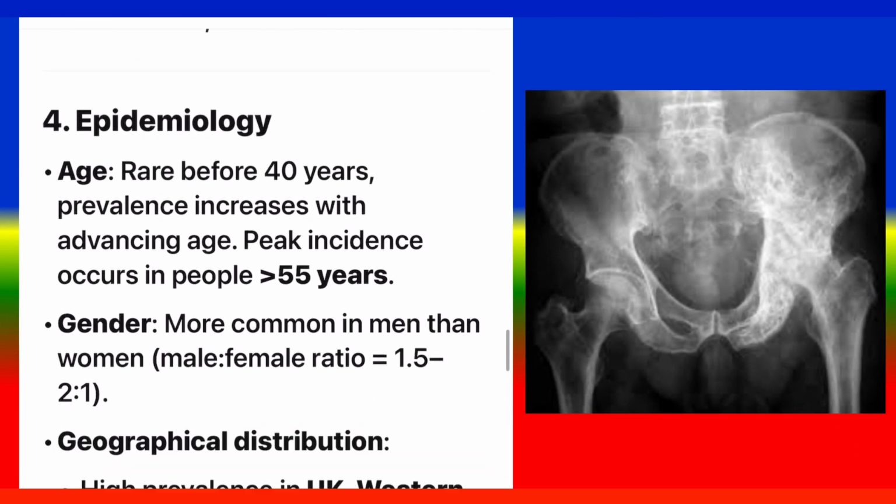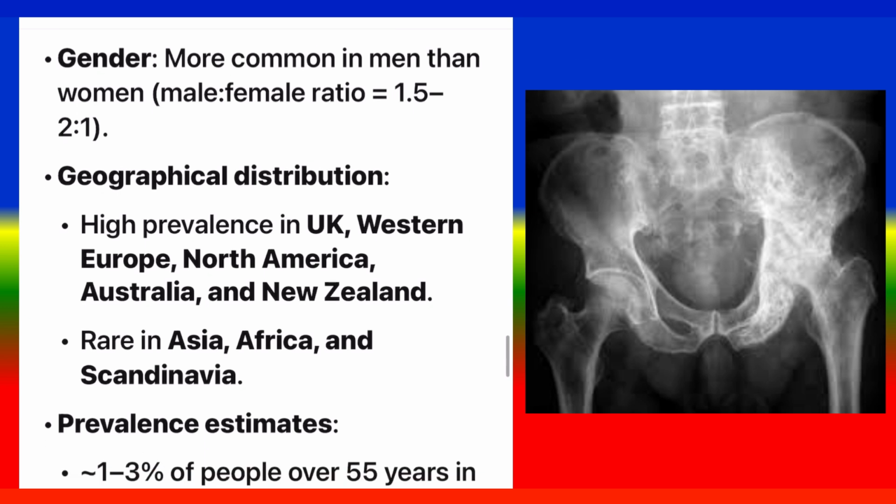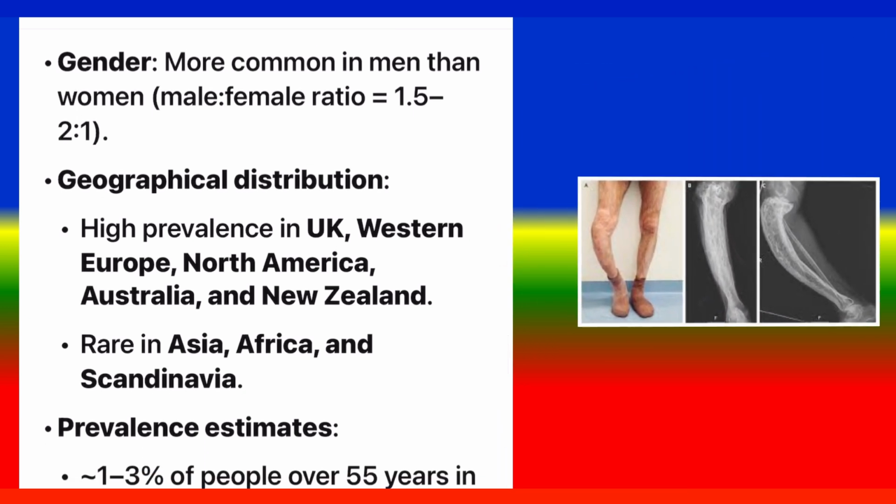4. Epidemiology. Age: rare before 40 years, prevalence increases with advancing age. Peak incidence occurs in people over 55 years. Gender: more common in men than women. Male-female ratio equals 1.5 to 2:1.